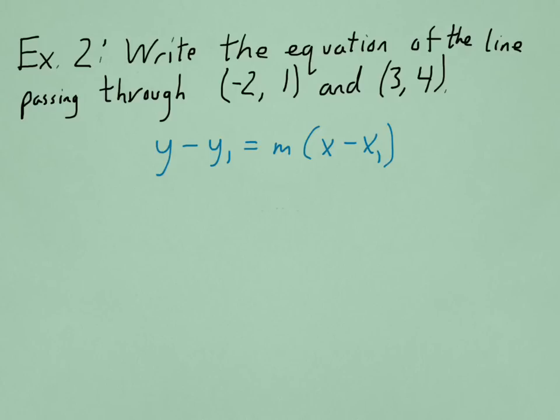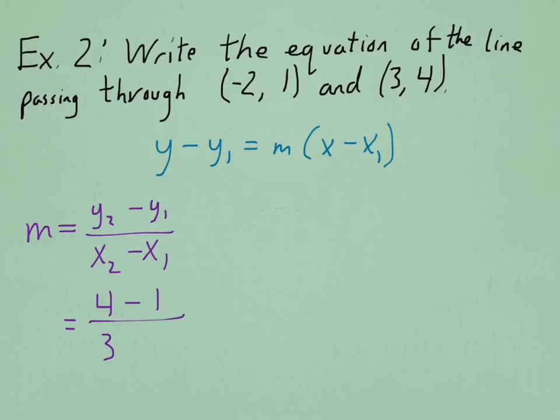You could find the slope between those two points, right? We could use the slope formula: m equals y2 minus y1 over x2 minus x1. In this case, this would be 4 minus 1 over 3 minus negative 2, which would be plus 2. And that would give me 3 over 5. So my slope is 3 over 5.